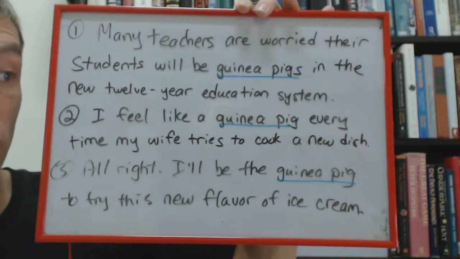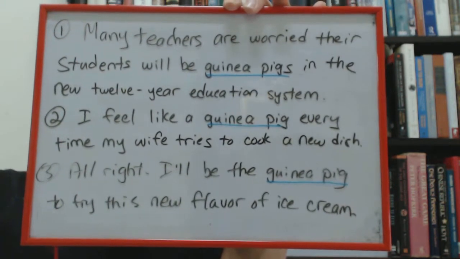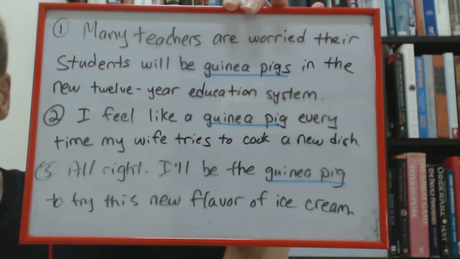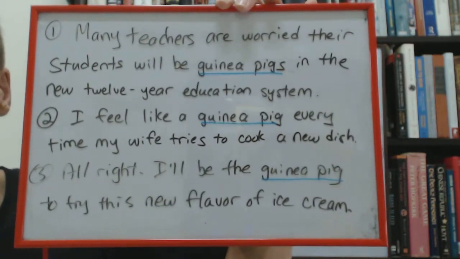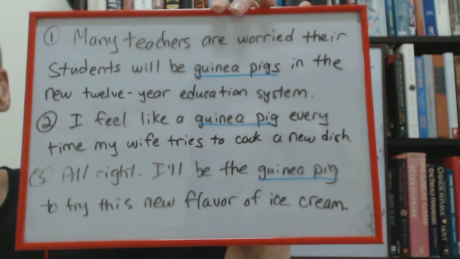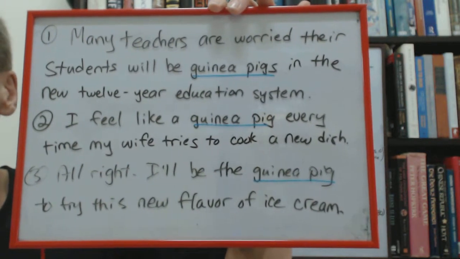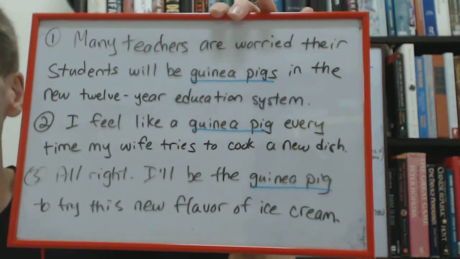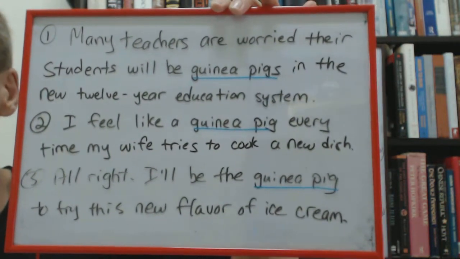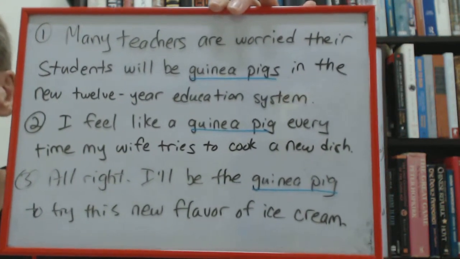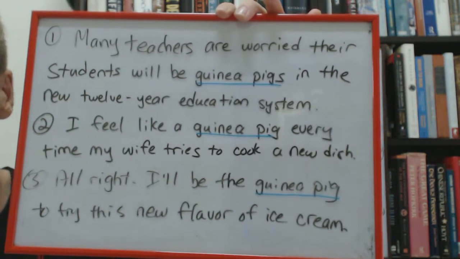Many teachers are worried their students will be guinea pigs in the new 12-year education system. Of course, Taiwan's education system is about to experience some major changes. Some people are worried that the students will be guinea pigs. We're going to be experimenting on the kids with a new education system. So the kids, the students, are going to be guinea pigs.